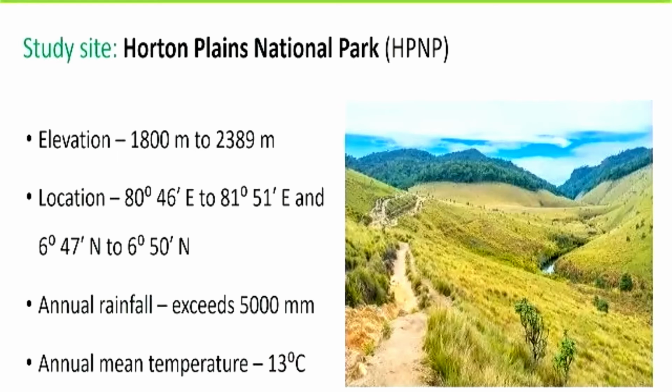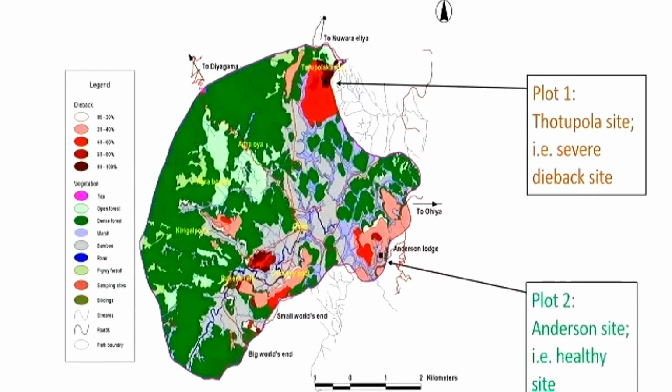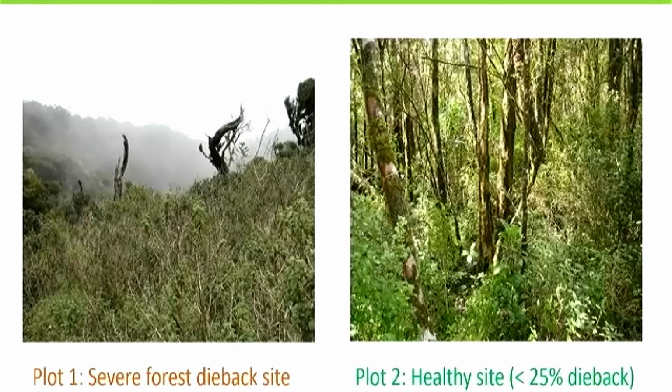My study site was Horton Plains National Park, and here are some climatic conditions of my study site. This map shows you the two sites of my study. The first plot is situated near Thotupalakanda area, and it is the severe dieback site. Plot number 2 is situated near Anderson Lodge, and it is the healthy site. The first picture shows the severe forest dieback site, which has above 75% forest dieback. The second picture shows the healthy site, which has below 25% forest dieback.